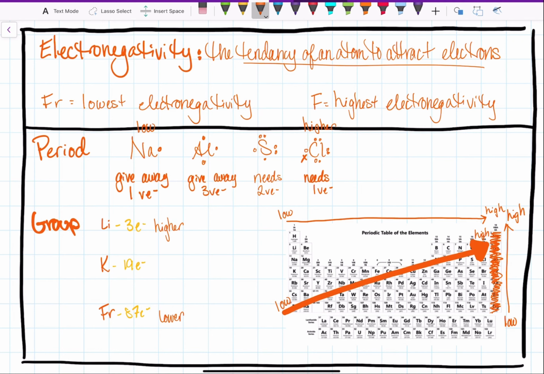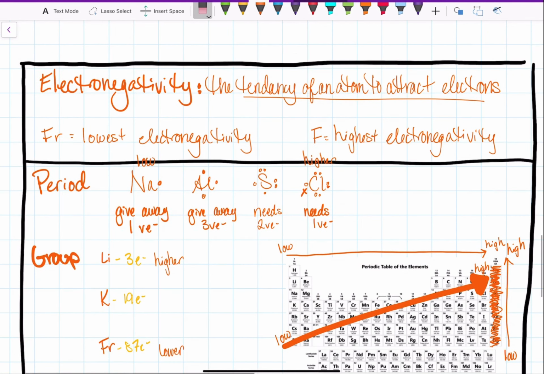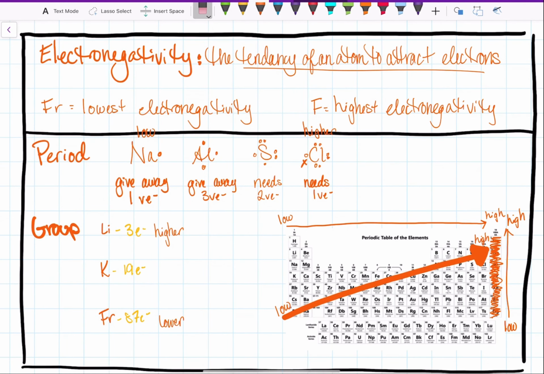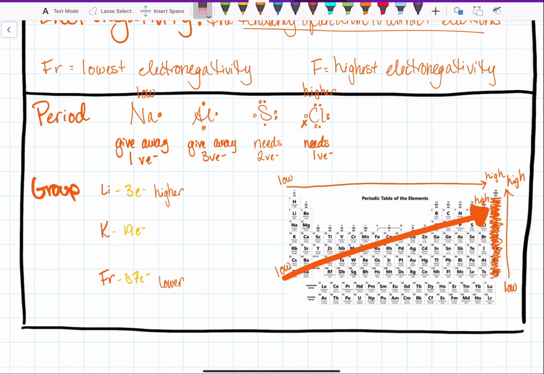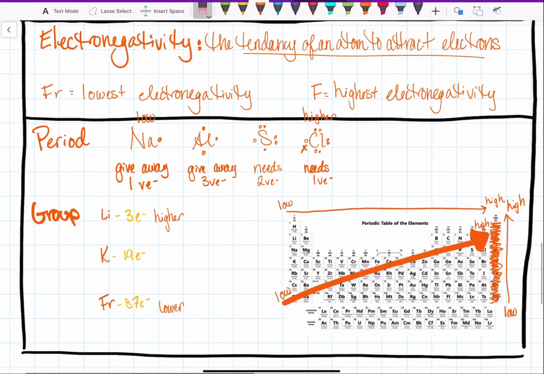Okay, let's recap electronegativity. Electronegativity is the tendency of an atom to attract electrons. We know that as we go across a period, we have more valence electrons over here than over here. So because of that, more valence electrons means a higher electronegativity. It's closer to being full. As we look at the group, the top of the group will have a higher electronegativity than the lower due to just the number of those core electrons in the center of the atom. And we know that overall, francium has the lowest electronegativity and fluorine has the highest electronegativity.